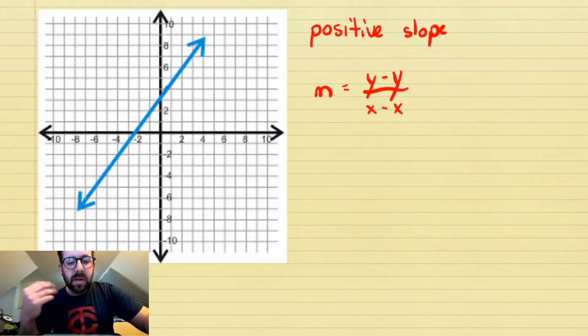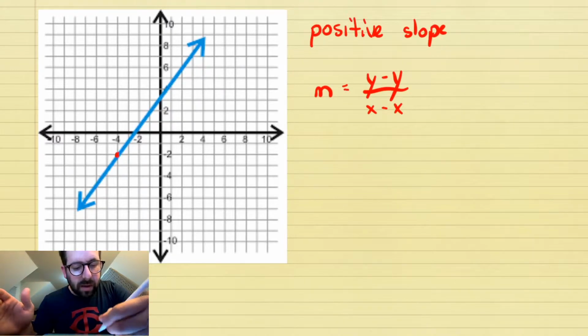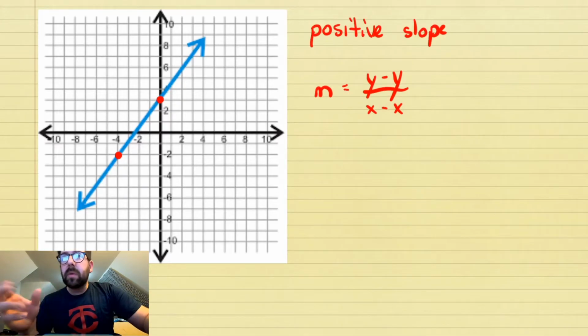Now, again, this isn't an exact science. I'm going to pick ones that look like they're close. For instance, I'm going to pick this dot right here. That one looks good to me. And maybe this dot right here. And I'll say what these coordinates are.